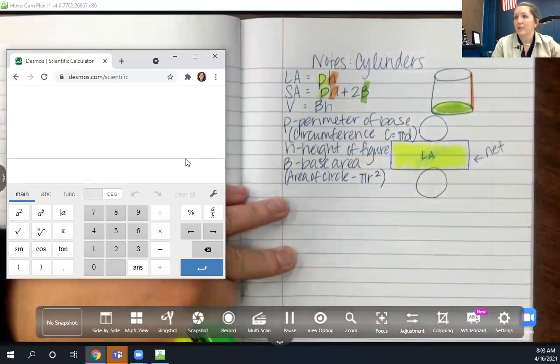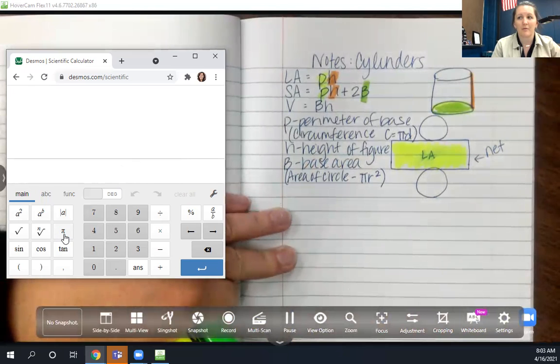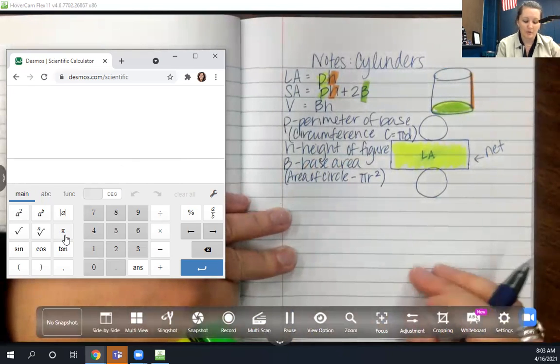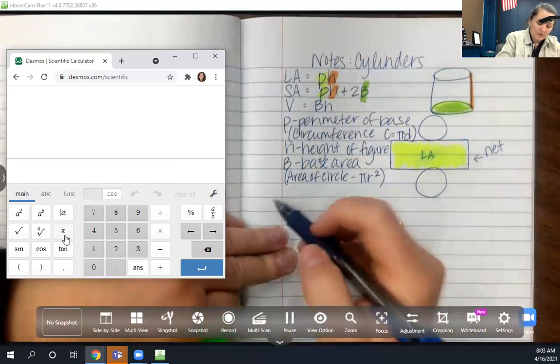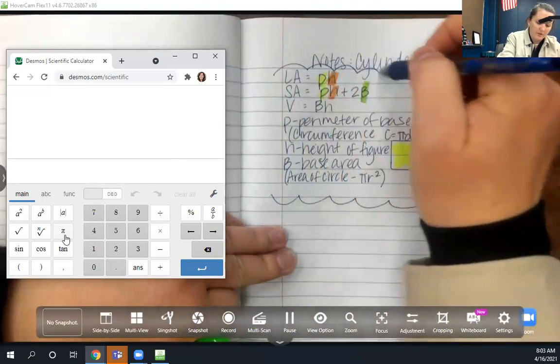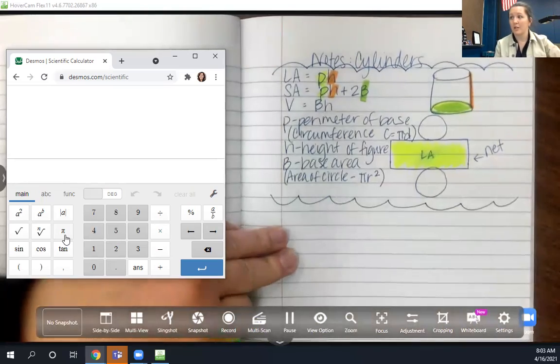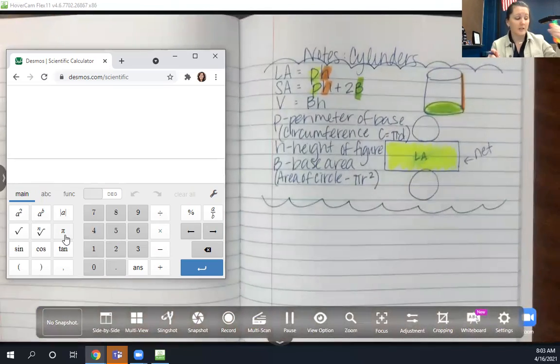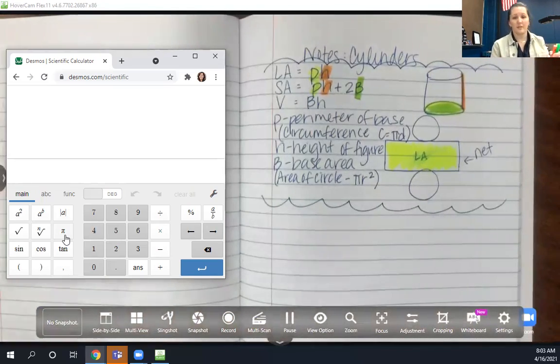If you notice in our calculator here, we're going to be using this pi button a lot. I don't want you to use 3.14 on your quiz. I'm going to use the pi button for your answers, so make sure you use that pi button. But here's our information for our cylinders today, and we're going to be doing some examples with these. And we're going to be talking about composite figures in class today. So let's look at a couple of examples.